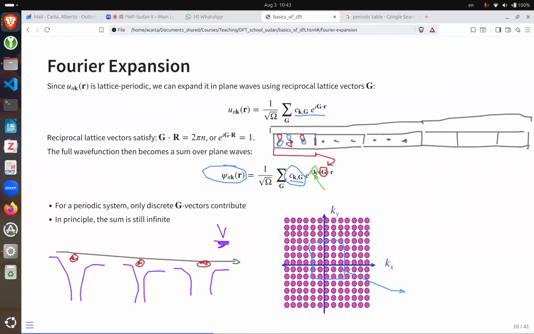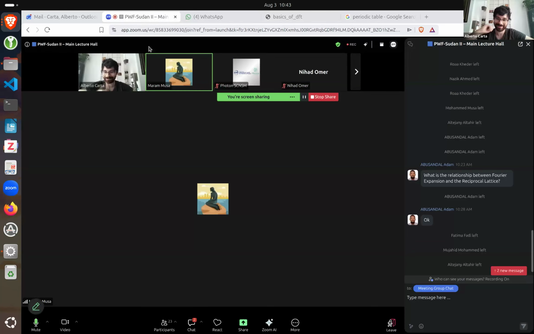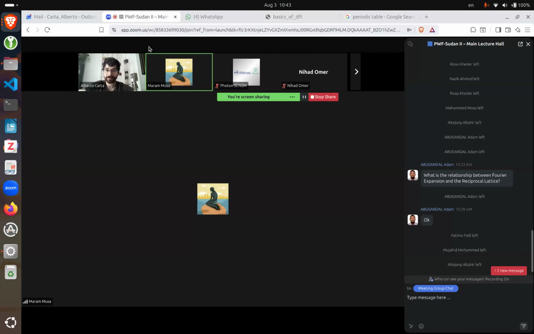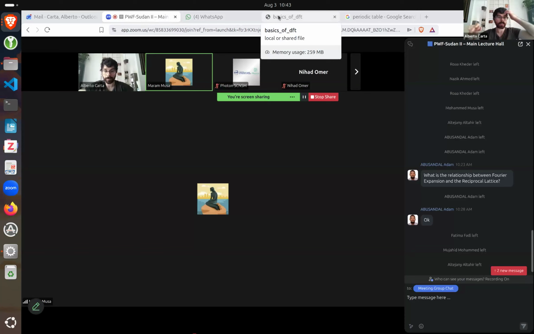Alberto, yes, sir? Hi, Mara. Can you repeat the last part? The last part regarding the Fourier, when you connect it to this graph. You mean K and G space? Yeah, just the last part. Yes.